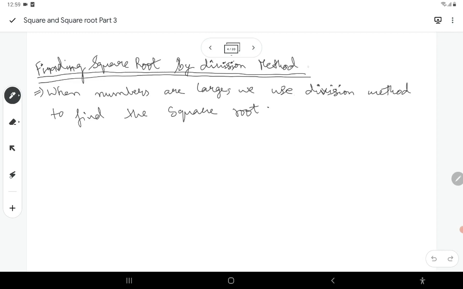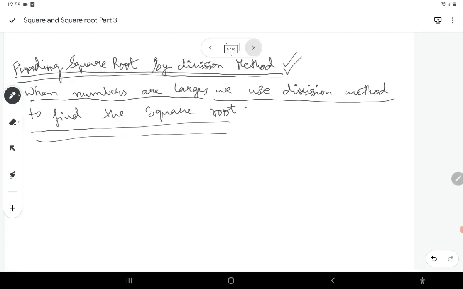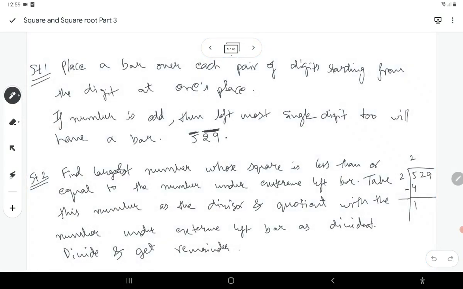So it says finding the square roots by another method, that is the division method. When numbers are large, we use the division method to find the square roots. Otherwise, we can use the repeated division method as well as the prime factorization method. So how do we do it? There are a few steps, so let's see each step one by one.